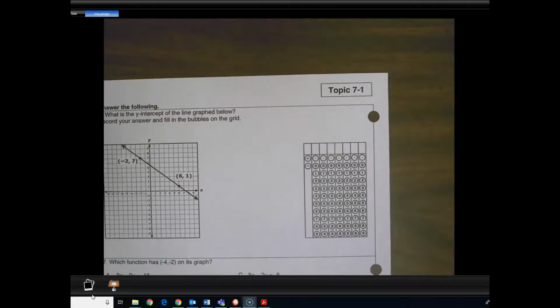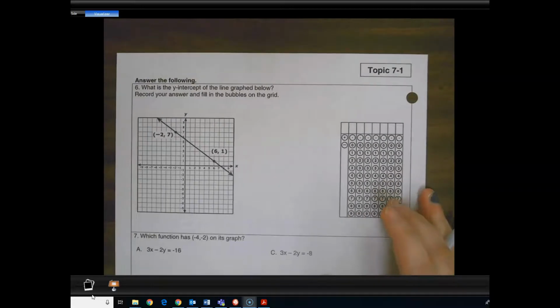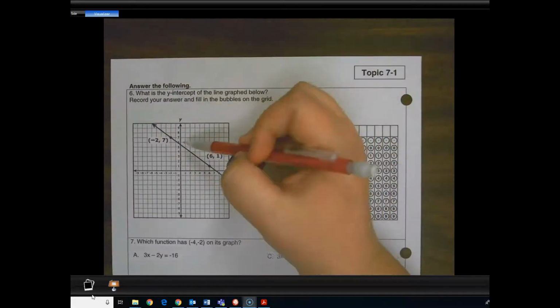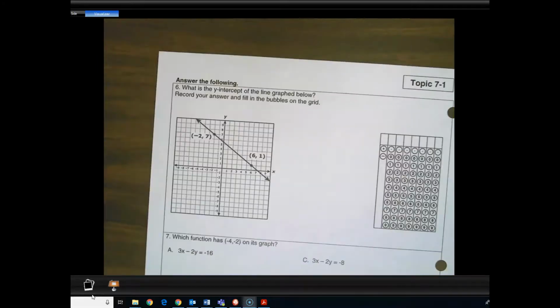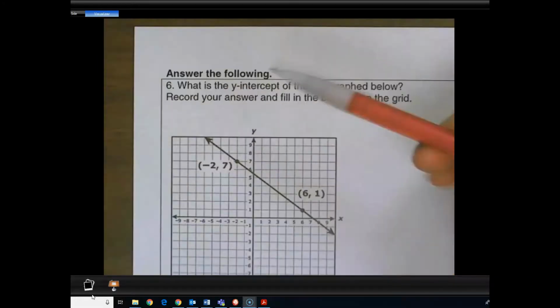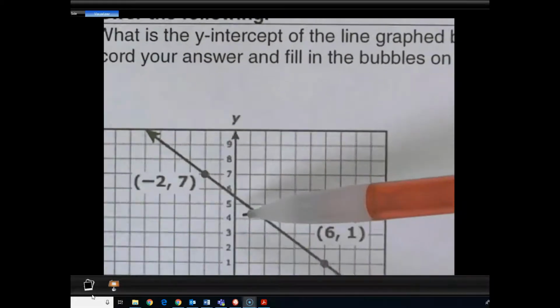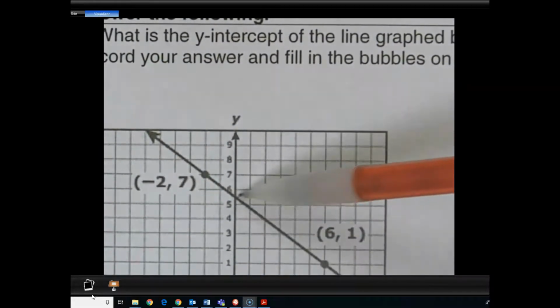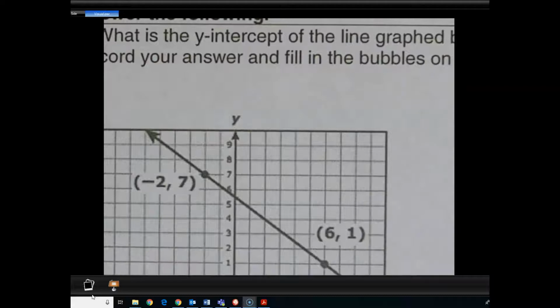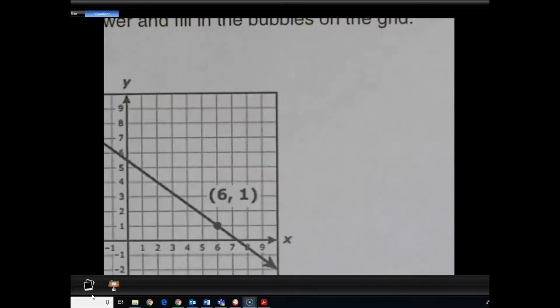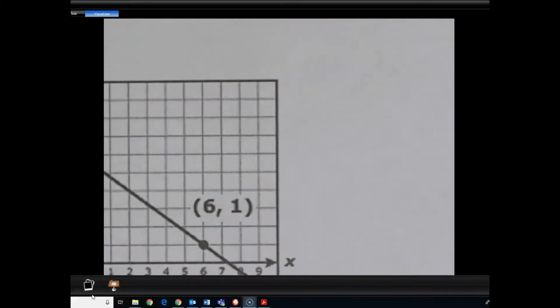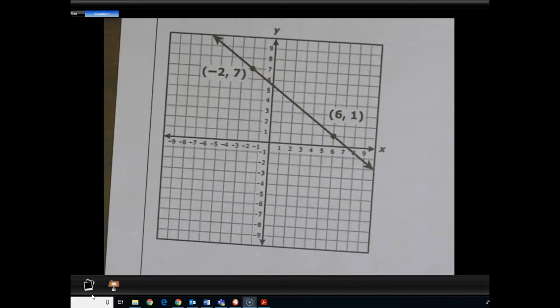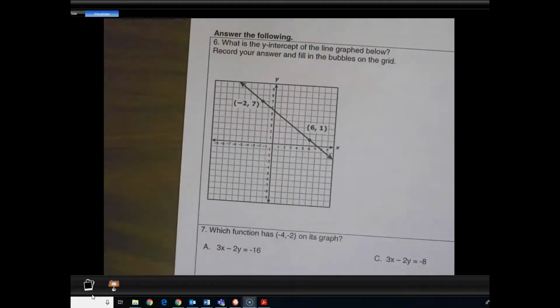What is the y-intercept of the line graphed below? Now, the y-intercept, I can see, is not a pretty number. I'll zoom in so I can show you what I mean by a pretty number. It didn't go through a corner. And I could go, ooh, it's about 5.5. I could say it's about 5 something, but I don't know for sure. And so we are going to use that concept we just covered to figure out what this y-intercept is.